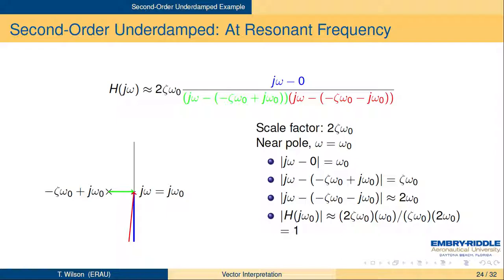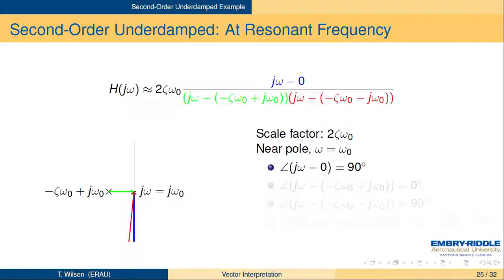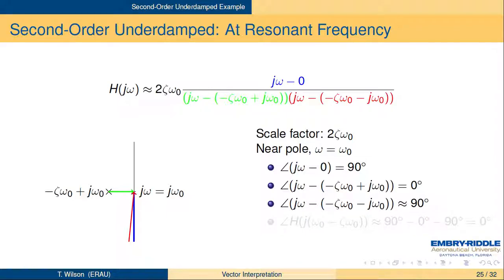And as you can see, the angle of the vector from the 0 is still 90 degrees. The angle of the vector from the positive imaginary part pole is now 0 degrees. And the angle of the vector from the negative imaginary part pole remains at 90 degrees. So we end up with a net angle of 0 degrees.